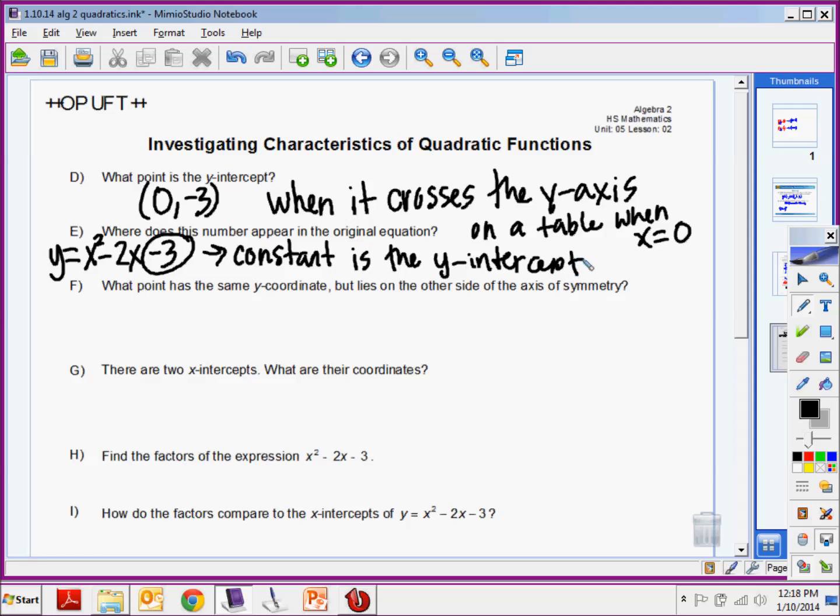So when your equation is in standard form, the constant, which is the number that's by itself, is the y-intercept. So if I gave you an equation, you should automatically be able to tell me what my x-intercept and my y-intercept is.